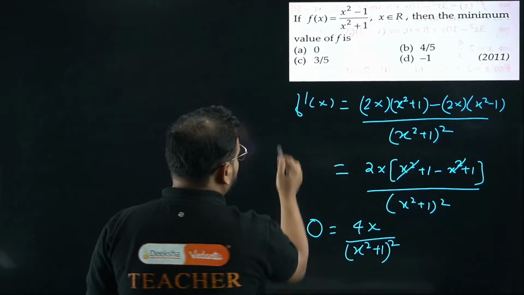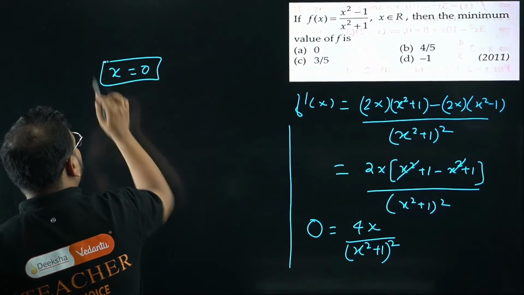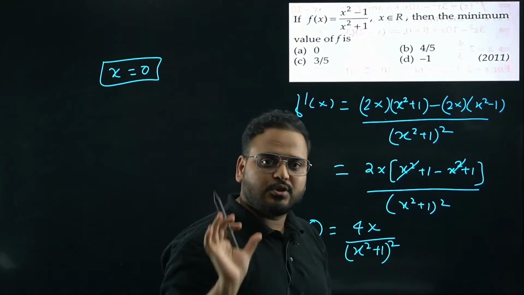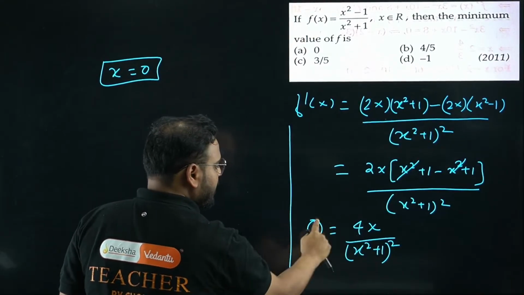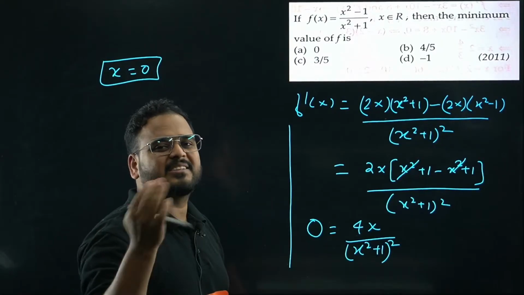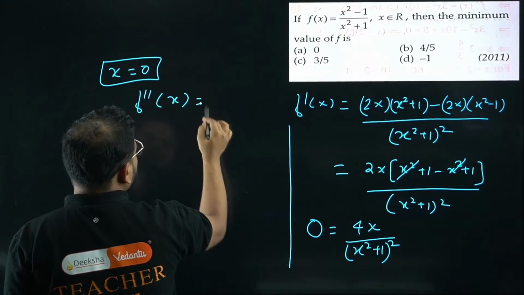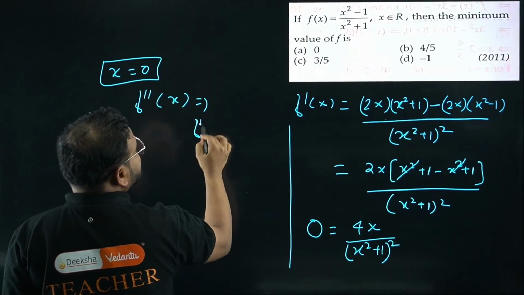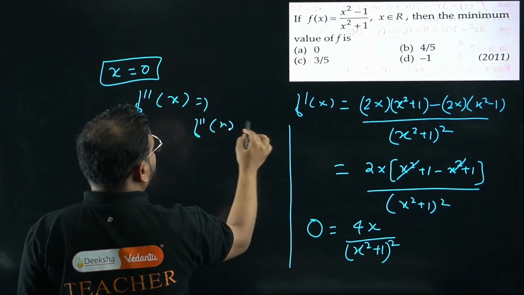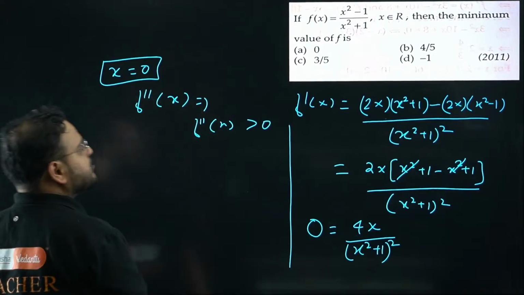It means I have only one answer over here. Critical point, x equals 0. Put x as 0 and the whole thing will become 0. Means we don't have to worry about finding the second derivative. The approach would be to find the second derivative and check at this point whether it is positive or not. But why do all of that? There's only one critical point.